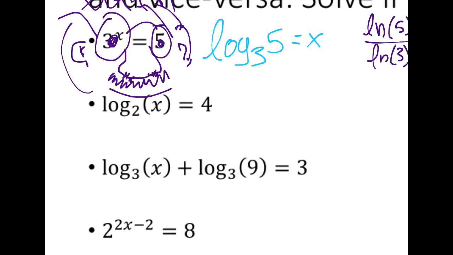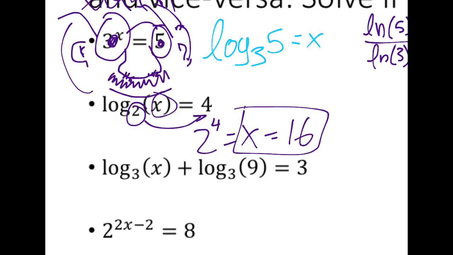So let's look at this next one. Let's rewrite this as an exponential problem. Well, we're going to say 2 to the power of 4 equals x. And so what is 2 to the 4th? Well, 2 to the 4th is 16. So this one we can actually evaluate here.